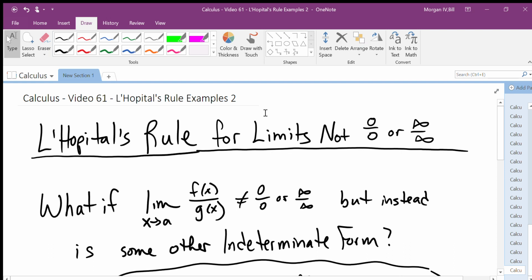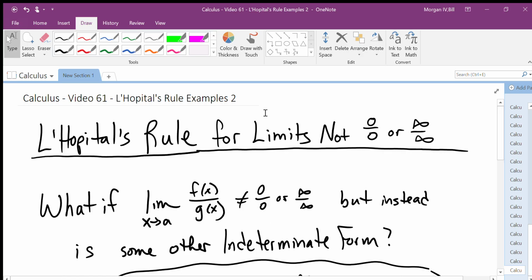Calculus Video 61, L'Hopital's Rule, Examples 2. Or maybe a better title for this would be L'Hopital's Rule for Limits that are not 0 over 0 or infinity over infinity. So the question is, what if I have this limit?